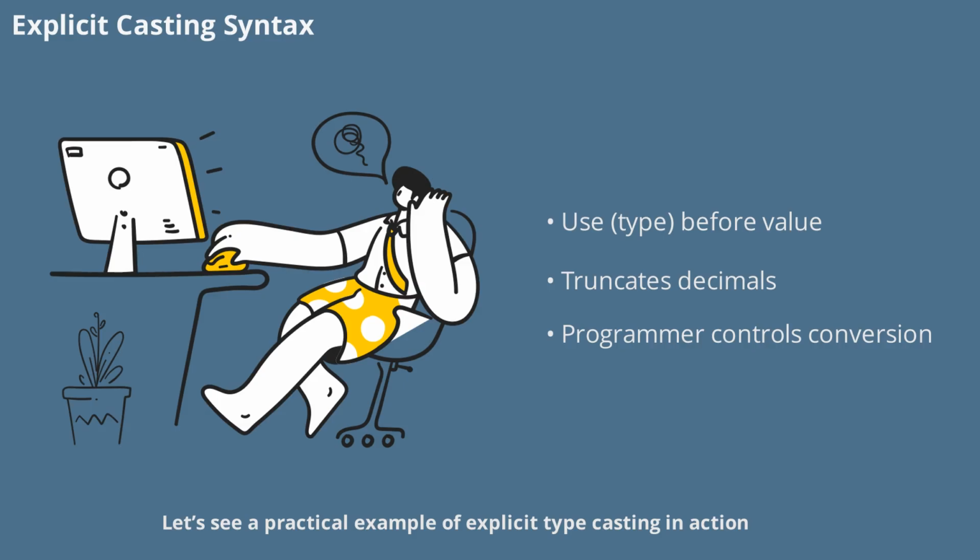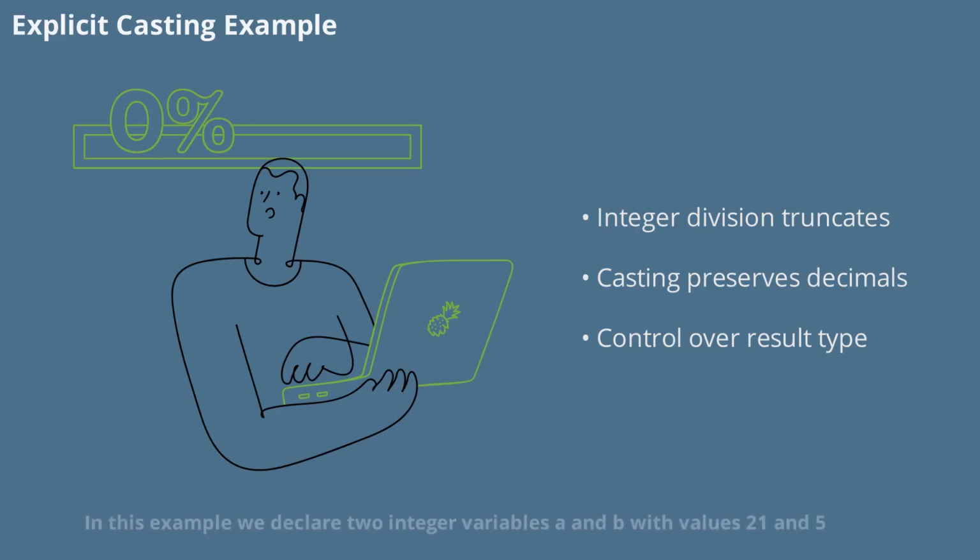Let's see a practical example of explicit typecasting in action. In this example, we declare two integer variables a and b with values 21 and 5. When we divide a by b without casting, the result is 4, since integer division truncates the decimal. However, by explicitly casting one operand to float, as in (float)21/5, the result becomes 4.2, preserving the decimal part. This shows how explicit casting can help you get the desired result, especially when working with mixed data types.